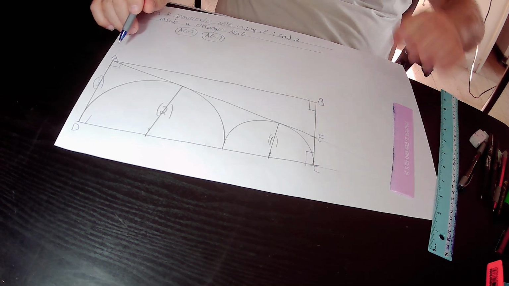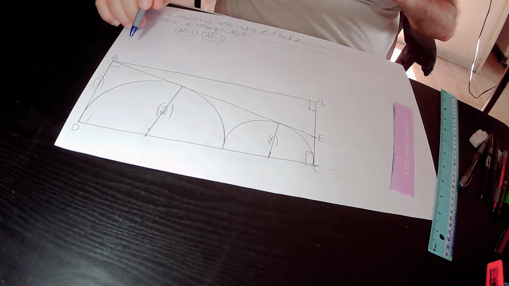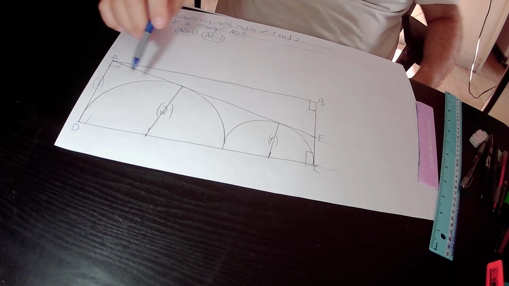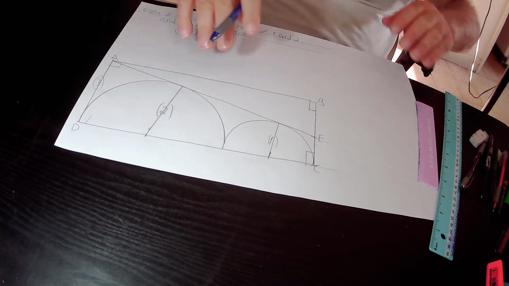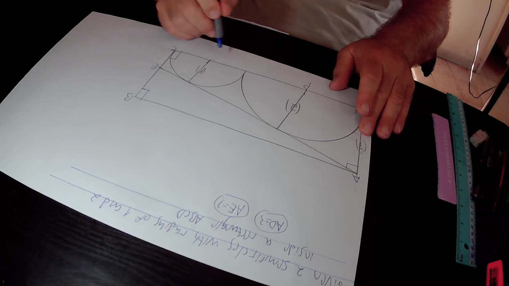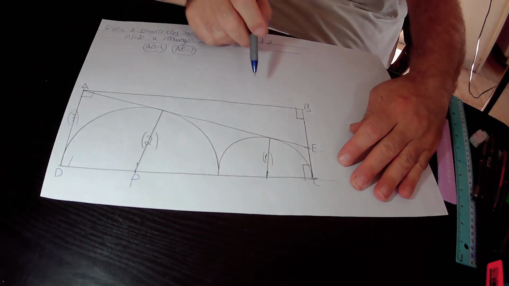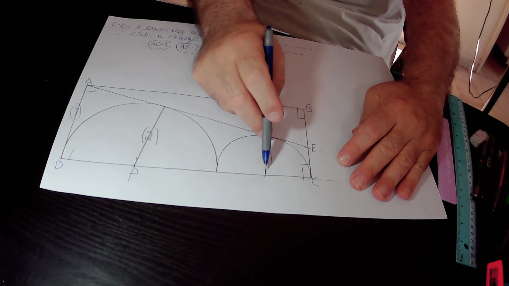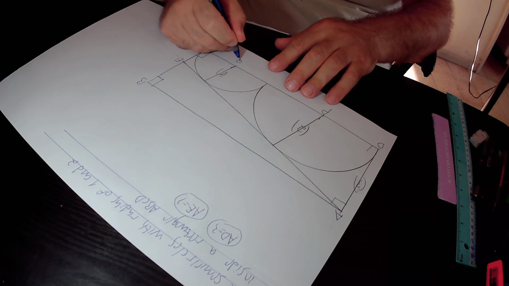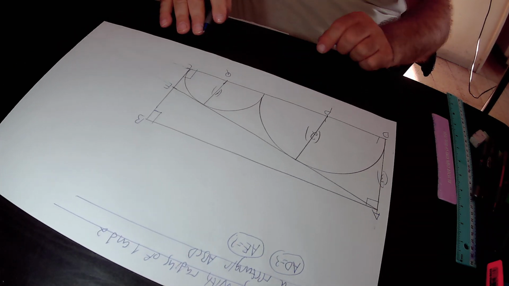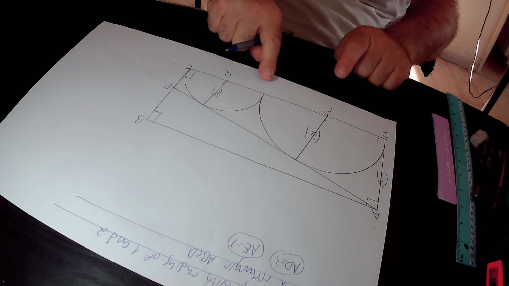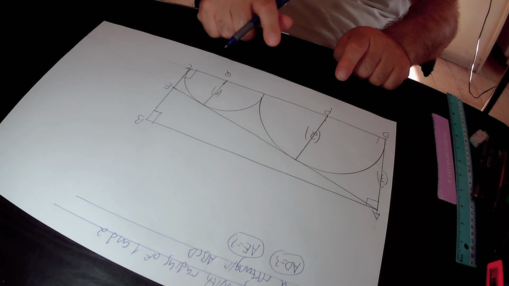In the next step, we will define the relevant points to this question with letters. We will define the center of this big semicircle. This point is point P. We will define the center of this small semicircle. This point is point Q. We will define the touching point of those two semicircles with each other. This point is point S.